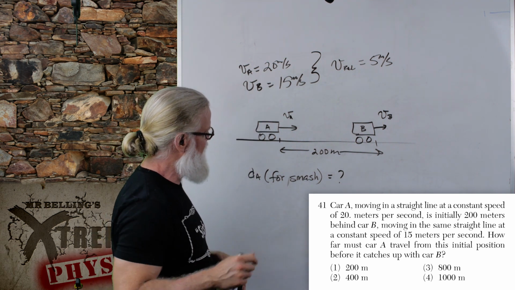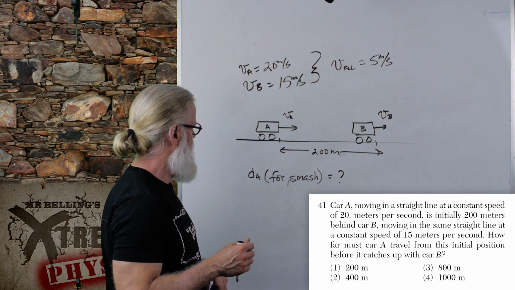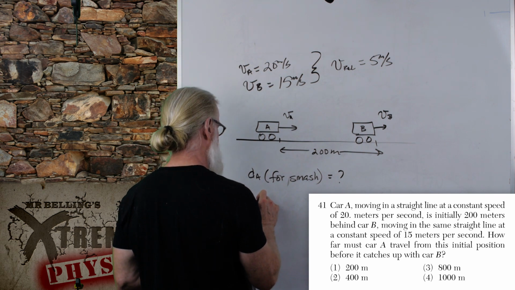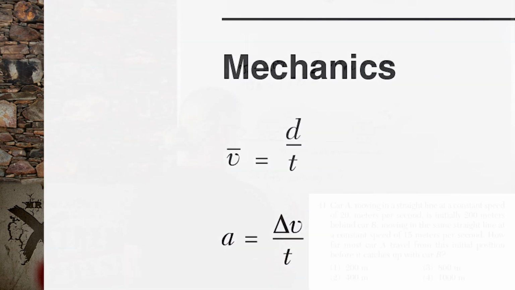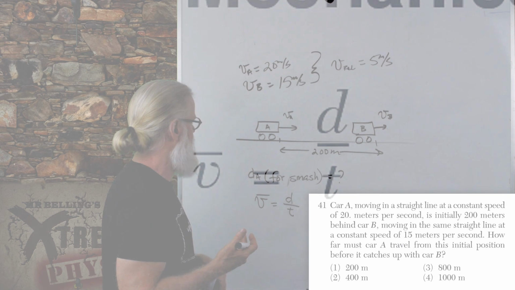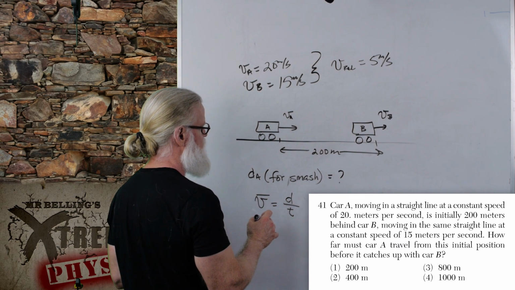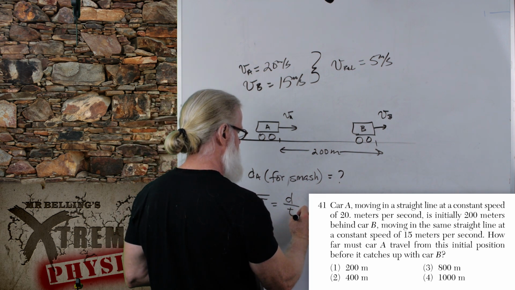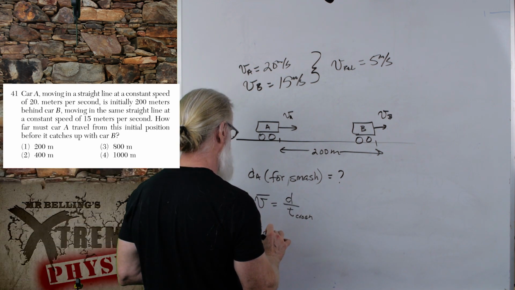Number 1, I'm going to figure out how long it takes for these cars to smash into each other, so I'm going to solve for time. I'm going to use this relationship from your reference table: average velocity equals distance over time. Luckily, we're all going at constant velocities. So time to crash, I'm going to calculate how long it is going to take to crash.